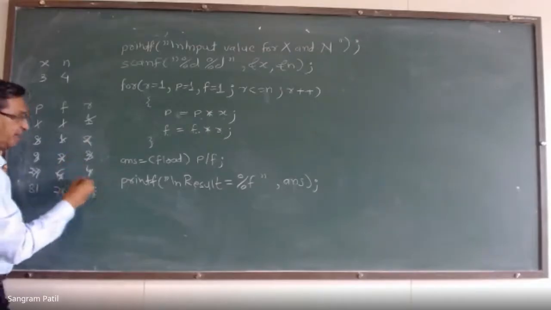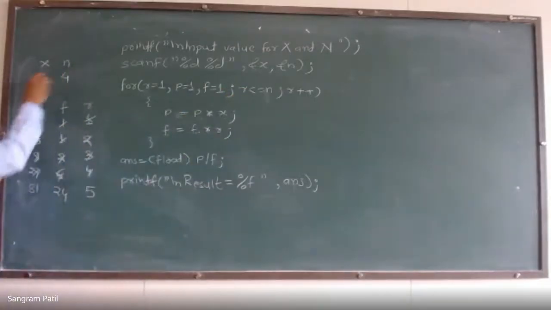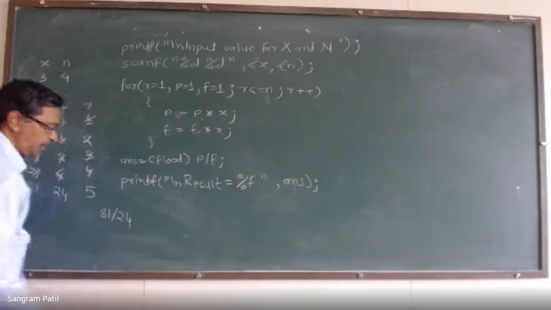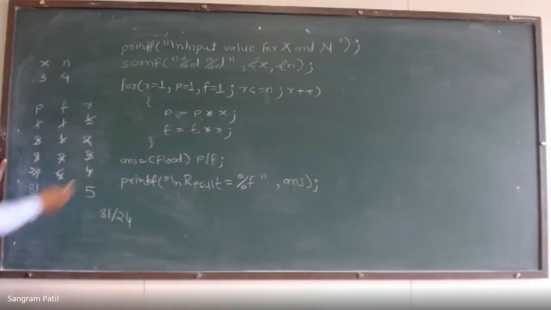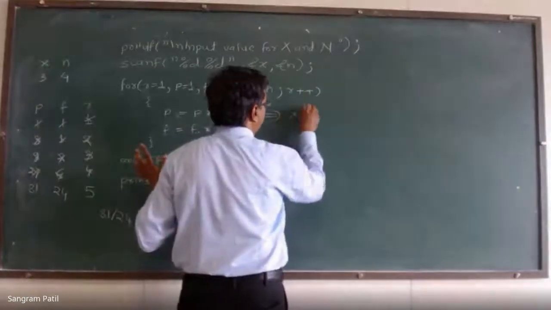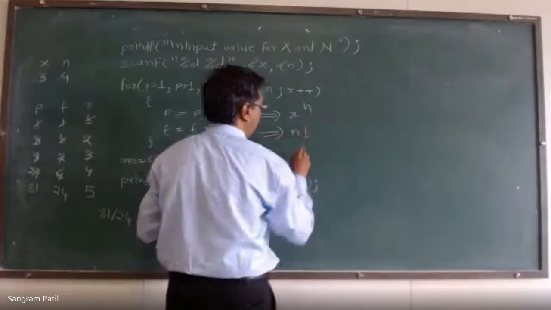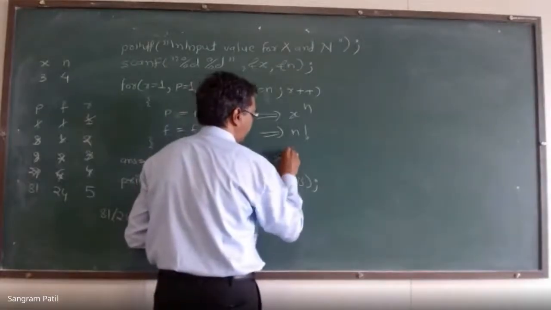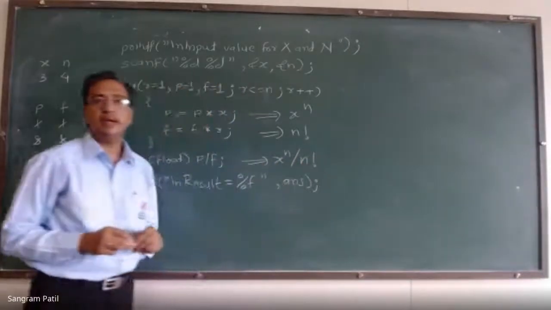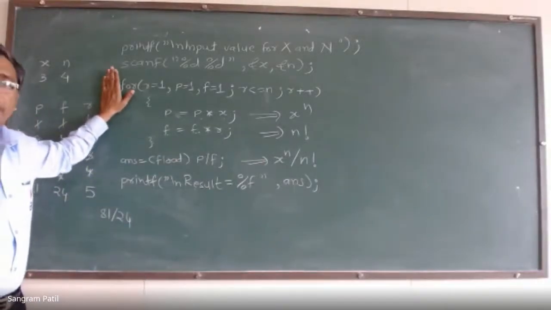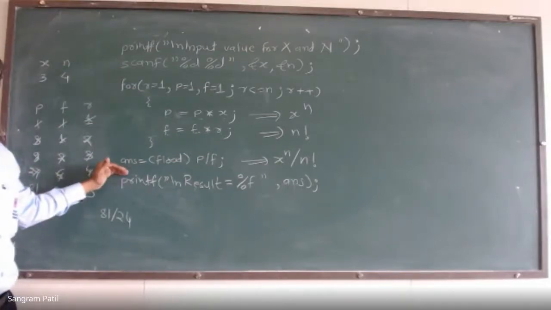R plus plus, 5. Less than equal to n? No, because n is 4. It will come out of the loop. It will calculate answer as 81 divided by 24, and that will give you the result. But if we consider, this p is nothing but x raised to n, and this f is nothing but n factorial, and this value is nothing but x raised to n divided by n factorial. So this program reads value of x and n from keyboard and it displays x raised to n divided by n factorial.